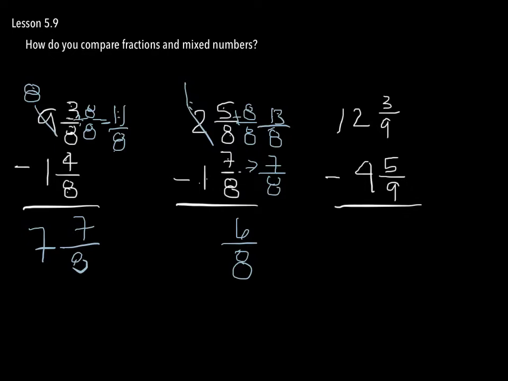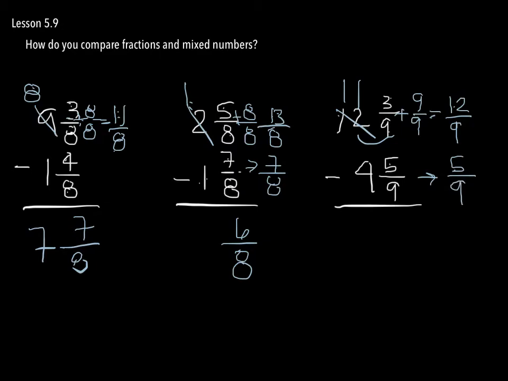Now, let's look. 3 is less than 5, so we cannot do this. We have to go to our neighbor and borrow some sugar. 12 becomes 11, and then we're going to bring over 1, in the language of ninths, and that's 9/9. We're going to add those together. We're going to get 12/9, because remember, we do not add the denominators. That just tells us what language we're talking about. And I'm going to bring my 5/9 over here, and now I'm ready to subtract.